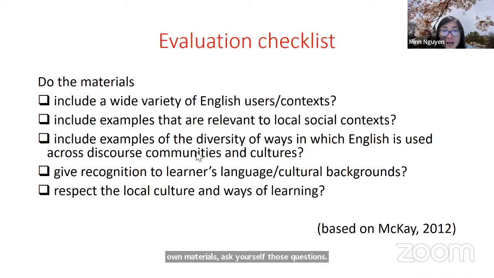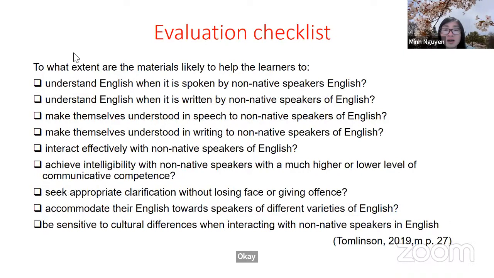And those are the criteria proposed by Tomlinson, 2019. So you can use those additional criteria in evaluating and designing your materials as well. To what extent are the materials likely to help the learners to understand English when it is spoken by non-native speakers of English? Understand English when it is written by non-native speakers of English.